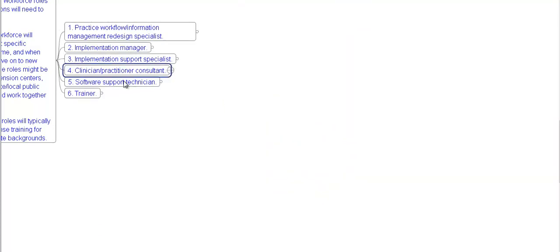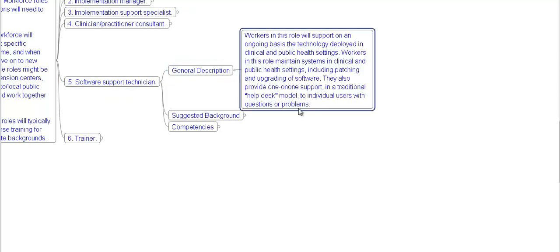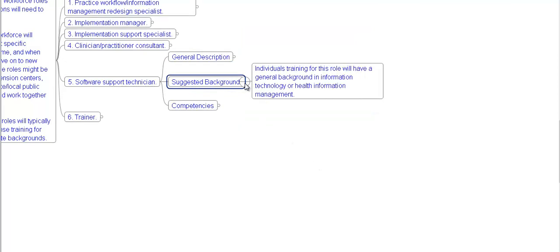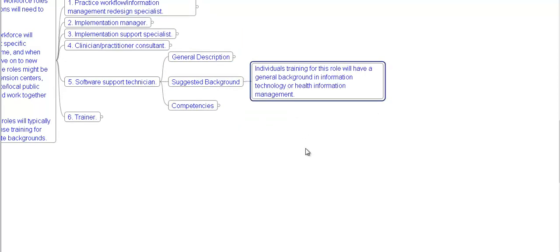Now we'll see the software support technicians. General descriptions. Workers in this role will support on an ongoing basis the technology deployed in clinical and public health settings. Workers in this role maintain systems in clinical and public health settings, including patching and upgrading of software. They also provide one-on-one support in a traditional helpdesk model to help individual users with questions or problems. Suggested background. Individuals training for this role will have a general background in information technology or health information management.